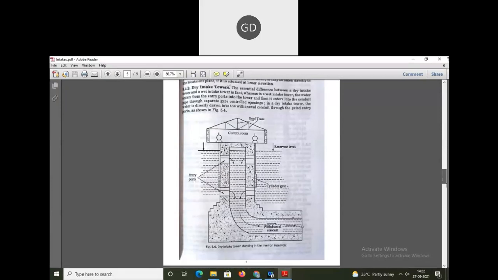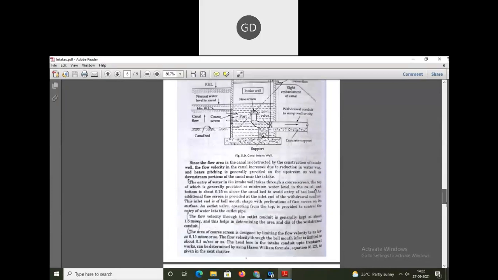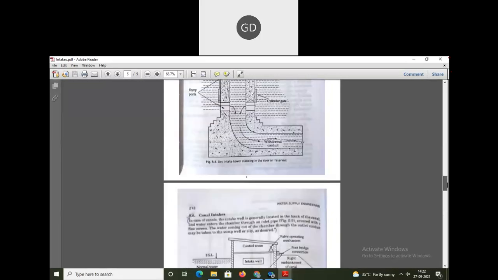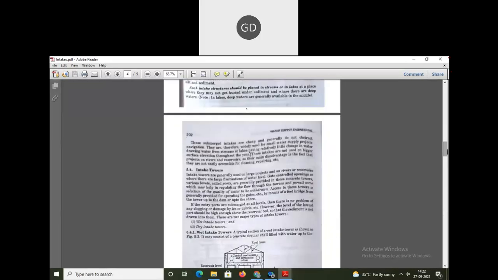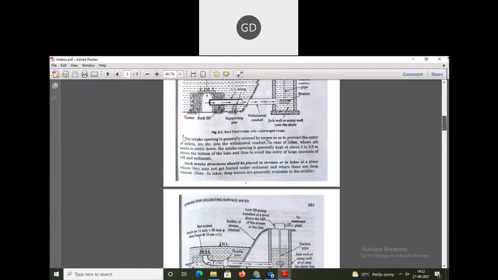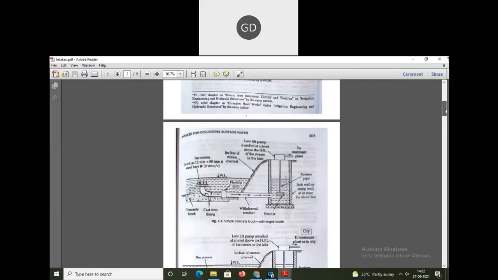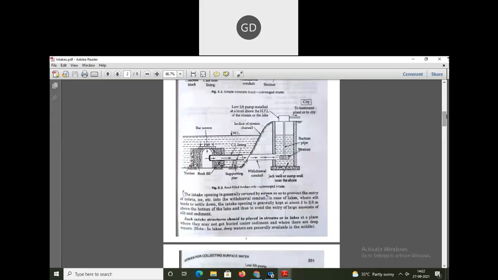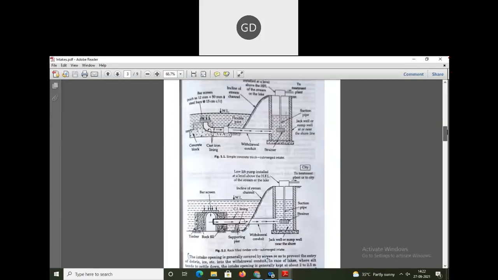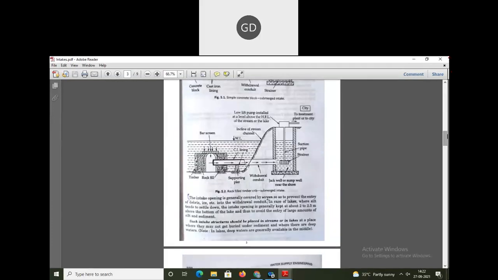Then there are canal intakes. For all these intakes the function is the same, but the design and construction of each one is a little bit different. This part you self-study by yourself. For the types of intake, have a look at the diagrams and study the different types by yourself. If there is any problem, you can ask me in the later class.